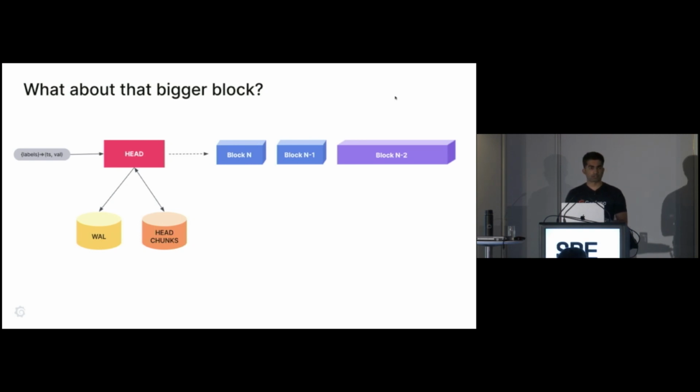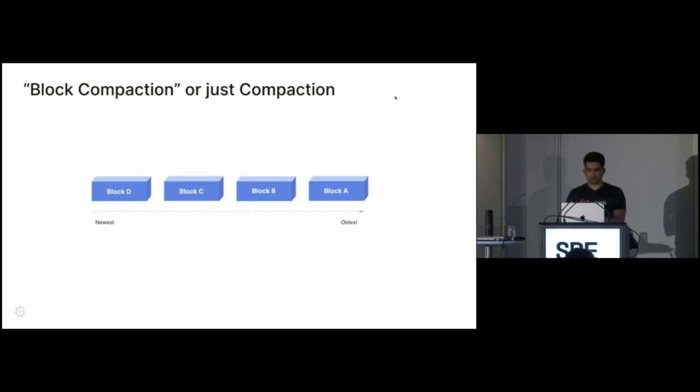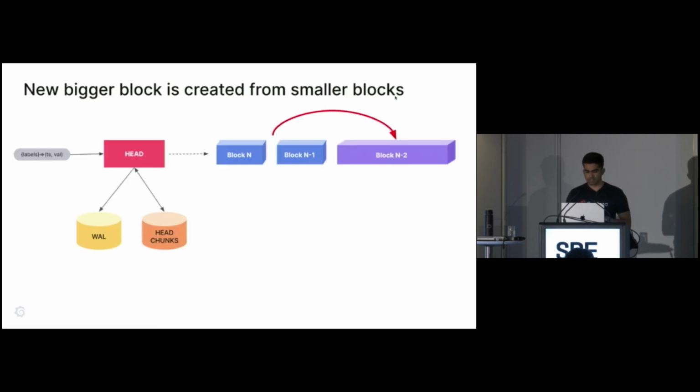Okay. Now what about the bigger block that you see on the side, which is purple in color? It's exactly like the blocks that we see right now, but we take smaller blocks and create bigger blocks out of them. Let's take the example of blocks A, B, C, D. Block D is the latest one. Going back again, if you notice the numbering, I call it block N, N-1, N-2. Basically the block just gets older. The new block has a higher number.